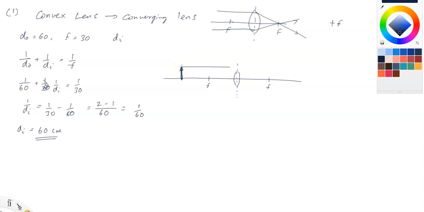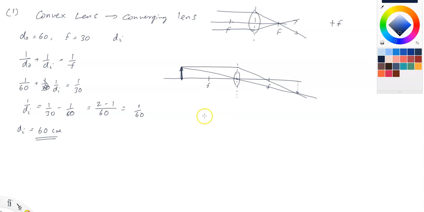So here comes light, goes through this like this, and we can use the ray that goes to the center without bending. So somewhere here, this is pretty much going to be the same size image, upside down. So what is the distance? 60 centimeters. Positive means on the other side.